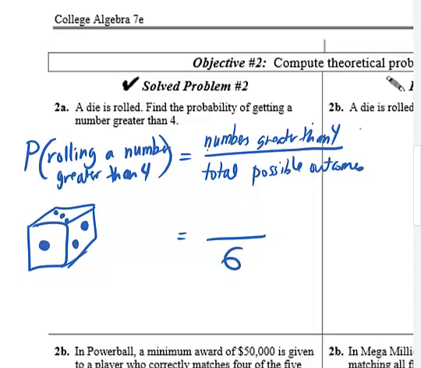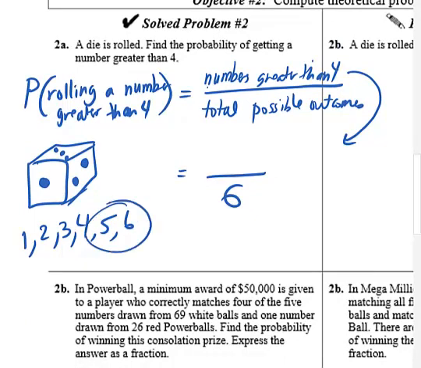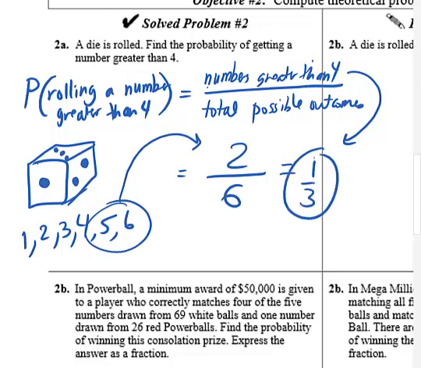But now I want to know how many numbers are greater than 4. Well, the outcomes are 1, 2, 3, 4, 5, and 6. Out of those, there are only 2 of them that are greater than 4. So it's 2 out of 6 probability, or 1/3. So I have a 1 out of 3 chance of getting a number greater than 4. That's because 2 out of the 6 numbers on a die are greater than 4.